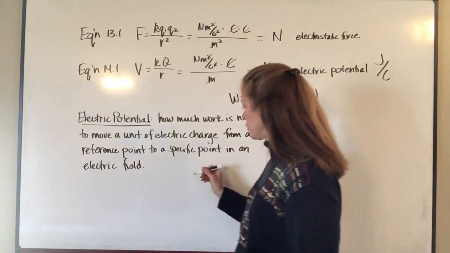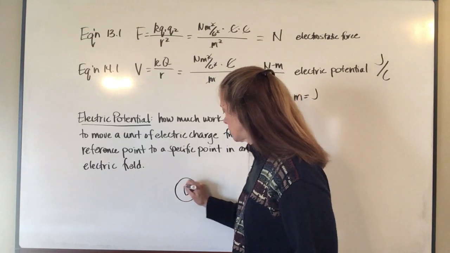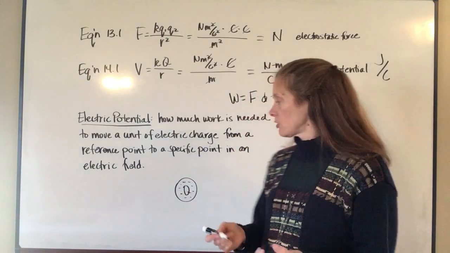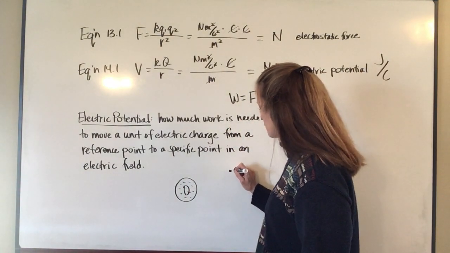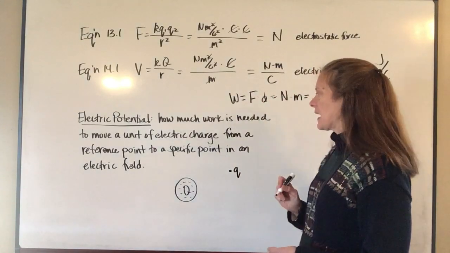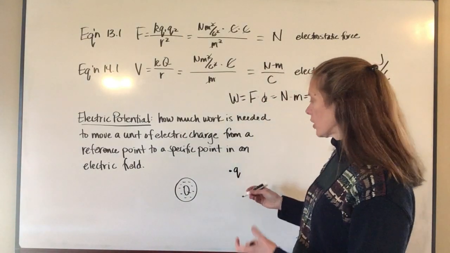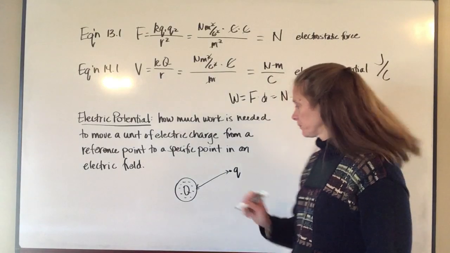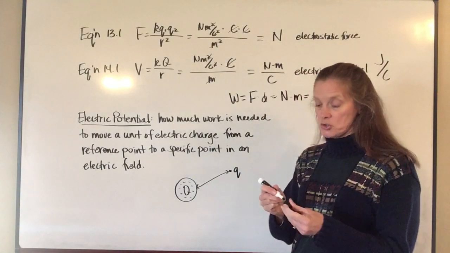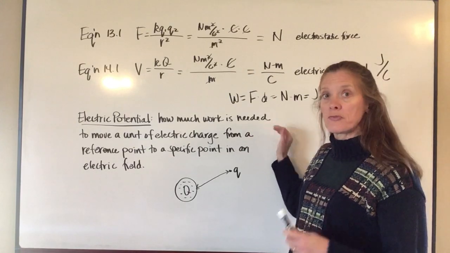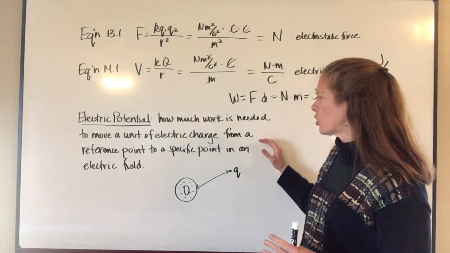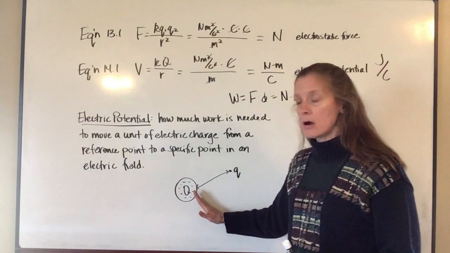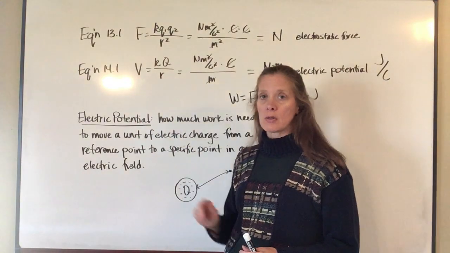So basically, if you have a charge Q, and whether it's positive or negative, let's just say that this particular charge happens to be negative, and I have a reference point out here, and I want to know how much work it's going to take to move that from maybe here to here. And so there's a distance that I'm wanting to move it, which I need in order to do work, in order to figure out how much work I'm going to have done. So therefore, the amount of work that I need to move that from here to here, that's considered electric potential.